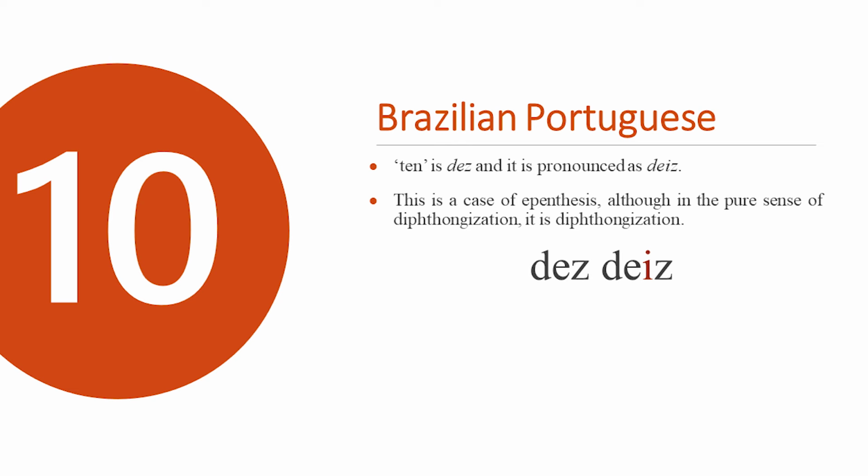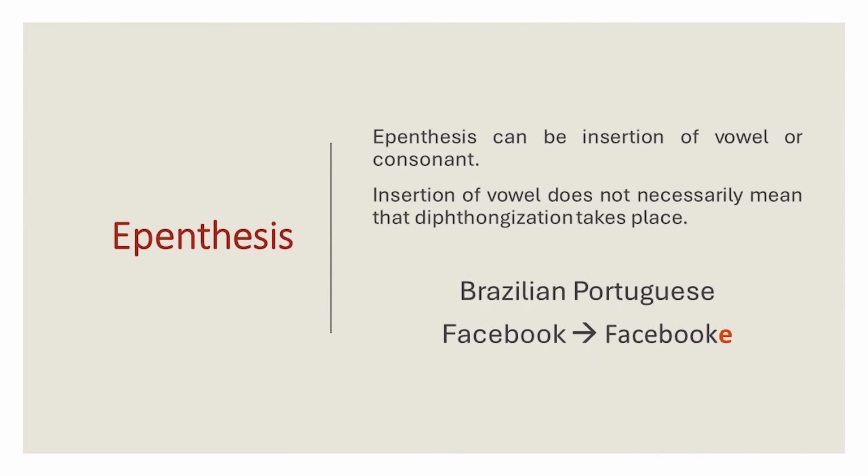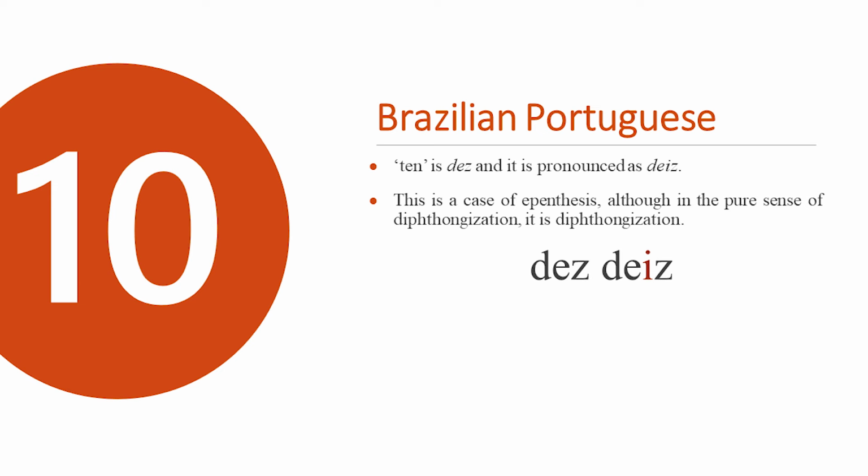Again, there are different kinds of epenthesis. Epenthesis can be insertion of vowel or consonant. Even if it's insertion of vowel, it doesn't mean it's diphthongization. For example, when you say Facebook in Brazilian Portuguese, they say Facebooki. So that's an insertion of vowel, Facebooki, but there's no diphthong being created. But in the word days, it happens that epenthesis results in diphthongization. When you typically talk about diphthongization in linguistics, you don't talk about epentheses or these rare scenarios. I'm pointing out this is a theoretical possibility.